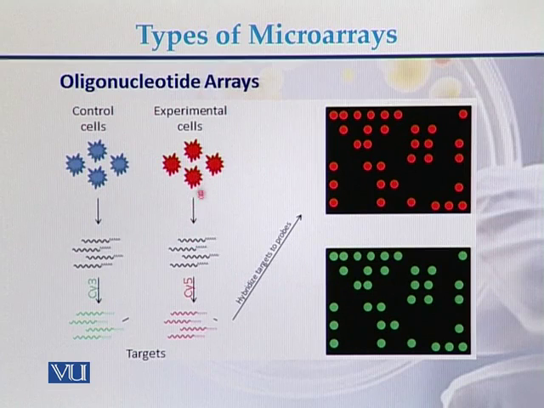While the experimental samples, which were labeled with cyanine 5, give fluorescence of a red color. So in this way, we can distinguish between the control cells and the experimental cells, because the control cells give fluorescence in green color, while the experimental cells give fluorescence in red color. That is due to cyanine 3 and cyanine 5.